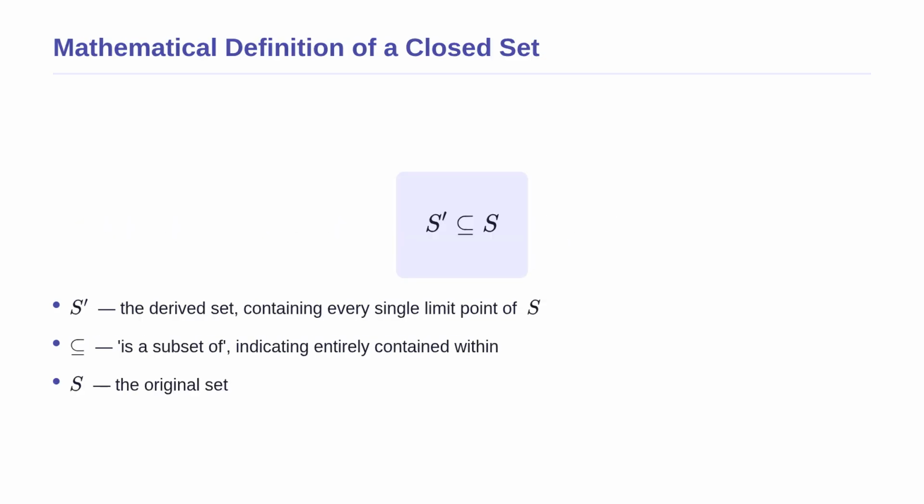Let us look at the mathematical notation for a closed set. In this formula, S prime represents the derived set, which is simply the collection of every single limit point of S. The subset symbol indicates that the first group is entirely contained within the second group. Therefore, this formula states that the set of all limit points must be entirely contained inside the original set S. When this formula is true, the set has captured all its crowding points and is officially classified as a closed set.